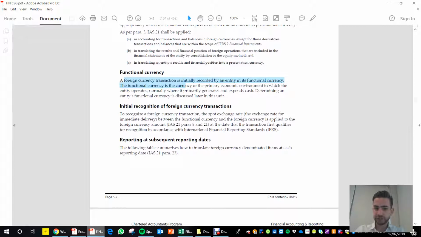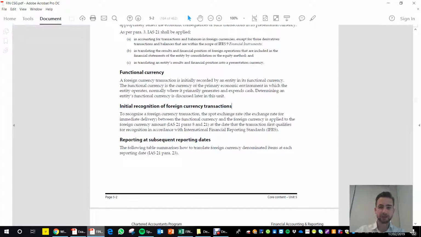A foreign currency transaction is initially recorded by an entity in its functional currency. So functional currency, for example, for an Australian business is AUD, because that's the currency that they operate in. It's the currency of the primary economic environment in which the entity operates. So, for example, we've got an Australian company, its market is in Australia, but it makes a sale outside of Australia, for example, New Zealand. You're going to have to convert that New Zealand dollar into the functional currency, which is Australian dollars. This is split into two sections, initial recognition and then subsequent reporting.